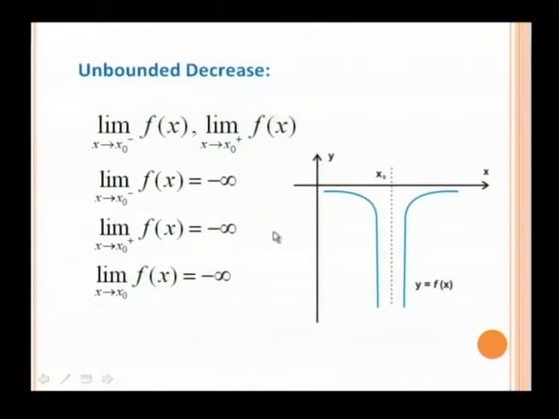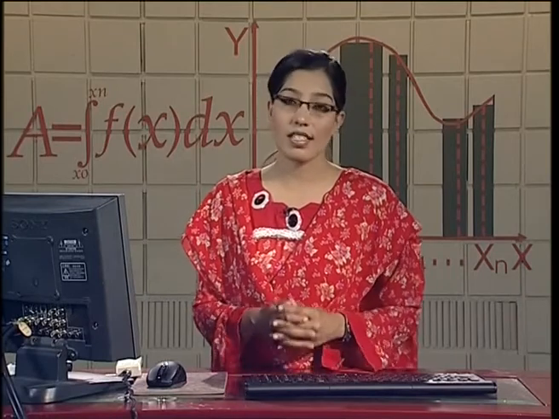For this specific function, we can consider this graph, and it's quite clear from this graph that when x tends to x naught, our function value tends to minus infinity in both cases, when x tends to x naught from the left hand side or from the right hand side. So for this unbounded decrease, the function value gets smaller without any bound, and consequently it approaches no fixed value. So for this case, the limit does not exist as well.